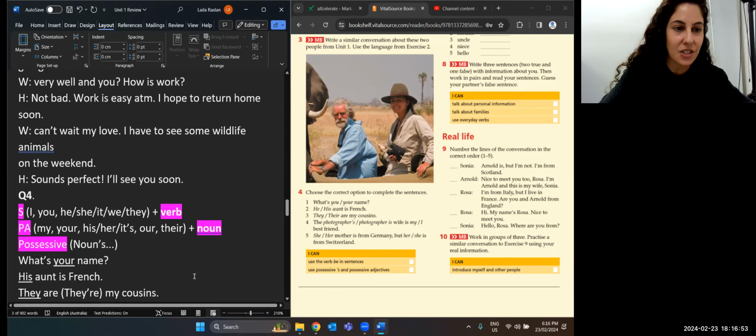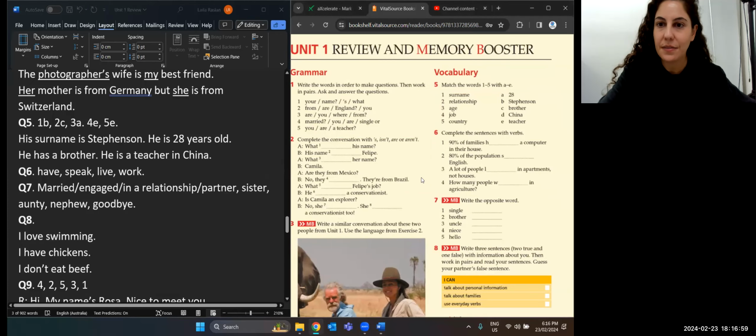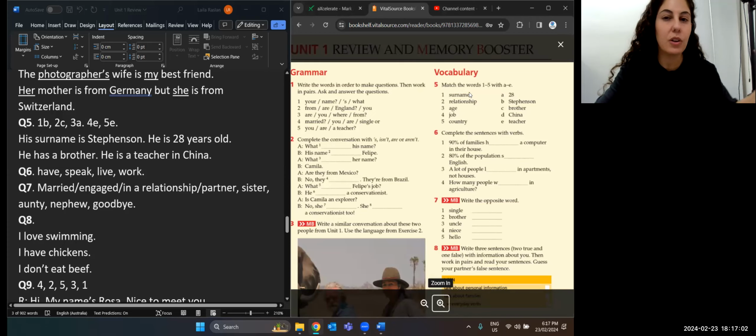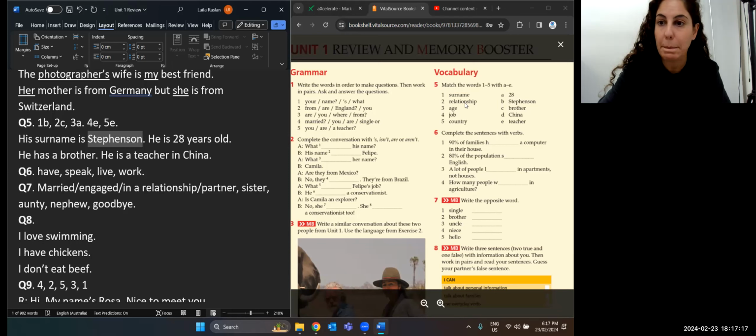Okay, so let's get to the next part of our questions. We have to match. So we looked at family vocab. So surname, a surname would be Stevenson, yeah. Relationship, brother. Yeah, a brother is a type of relationship. A relationship is like, how are you related in the family? Is it your mother, your father, your daughter, your stepson? So what's the relationship in the family? It's a brother.